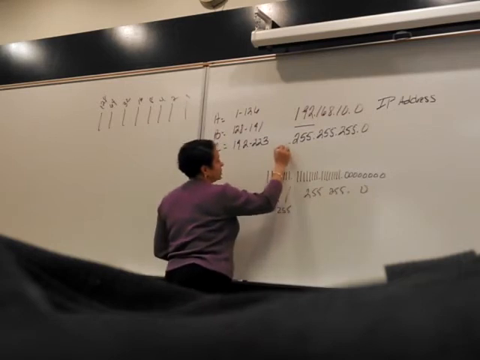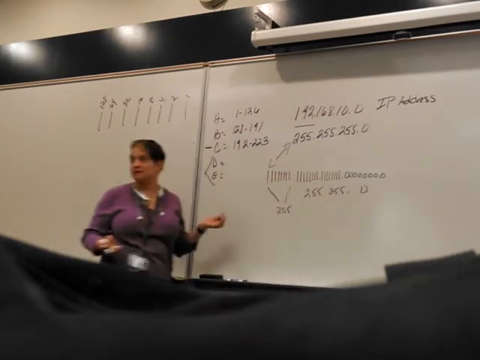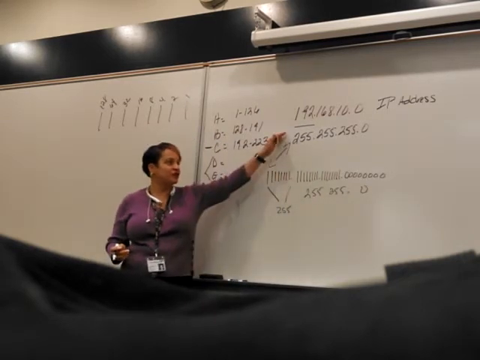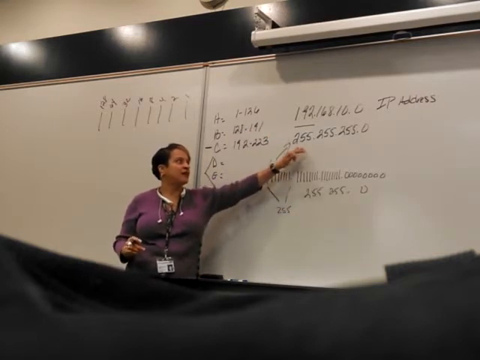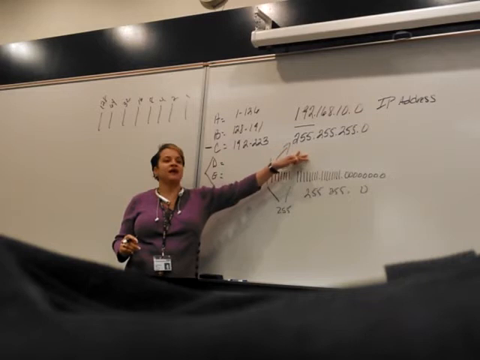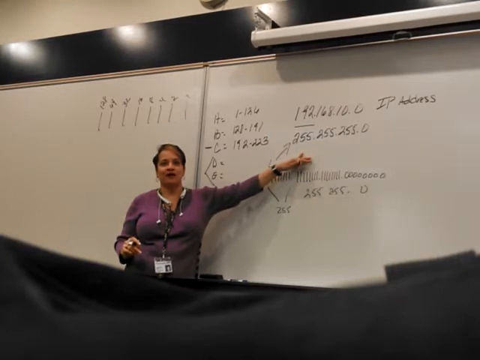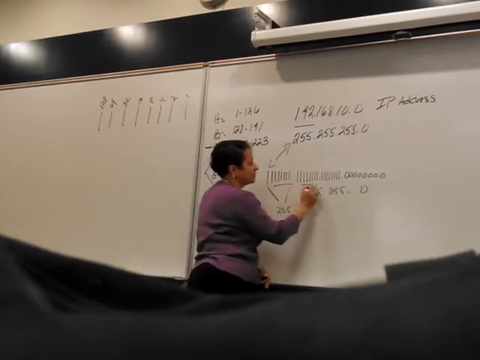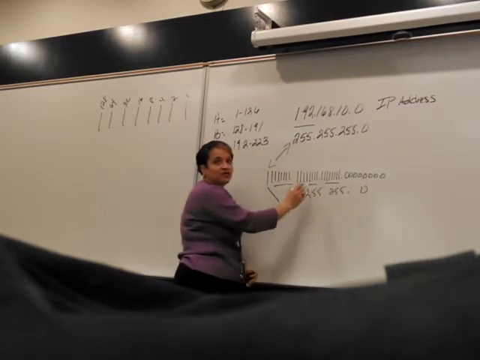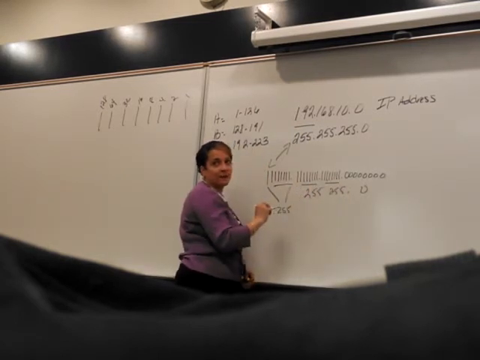So these are equivalent. They're the same. It's just this is in decimal format, this is in binary. So what this is saying right now is that I'm using a CIDR of 24. Why does it say 24? Because I have 24 bits turned on. 3 times 8 is 24, right?